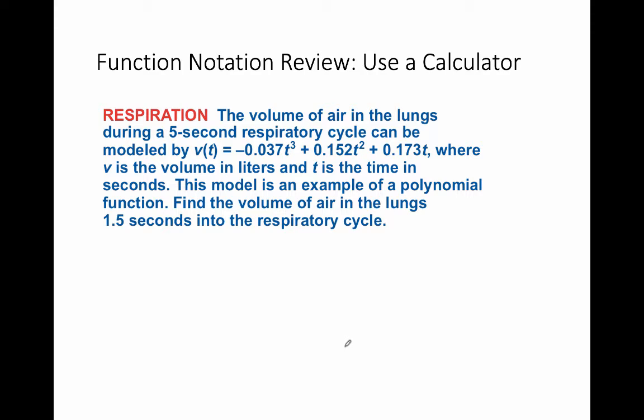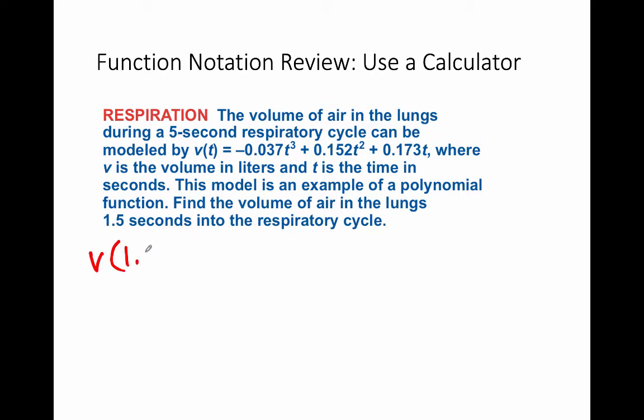Okay, function notation using a calculator. Grab your calculator, and we're just going to plug and chug here. The volume of air in lungs during a 5-second respiratory cycle can be modeled by this equation. That's a nasty looking equation, where V is the volume in liters and T is the time in seconds. This model is an example of a polynomial function. Find the volume of air in the lungs 1.5 seconds into the respiratory cycle.